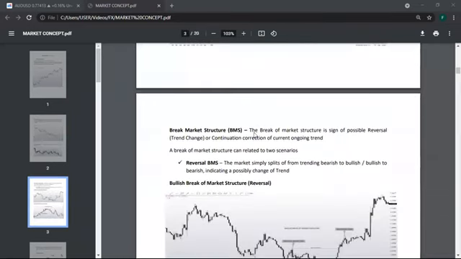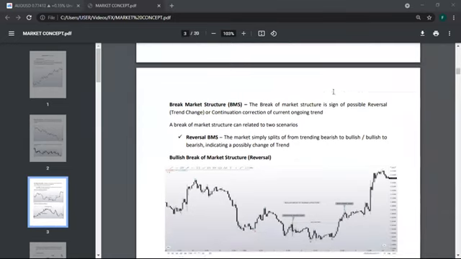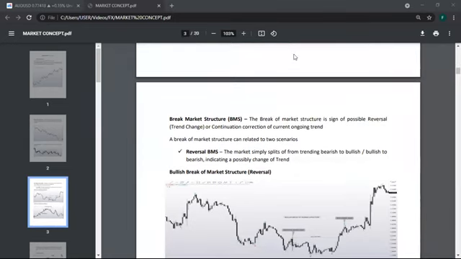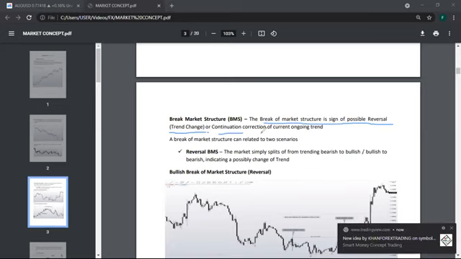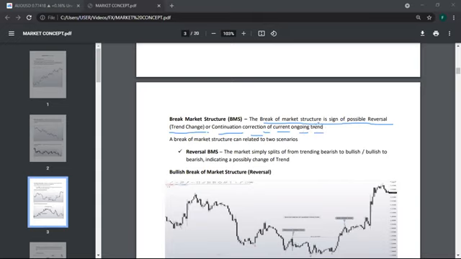All right, now when we head further down into the break of market structure, this is where it gets really interesting. Now, we said that a break of market structure is what? A break of market structure is a sign of possible reversal, trend change, or a continuation or correction of a current ongoing market or a trend. What does that mean?